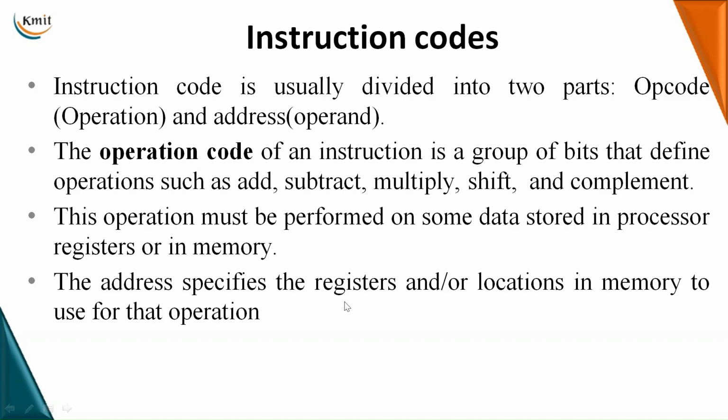The operands are stored at the address part. So the address part specifies the address of the operands on which an operation has to be performed. So overall it is divided into opcode and address. This is called instruction code.